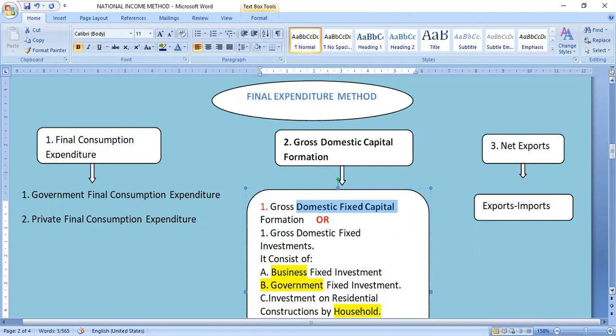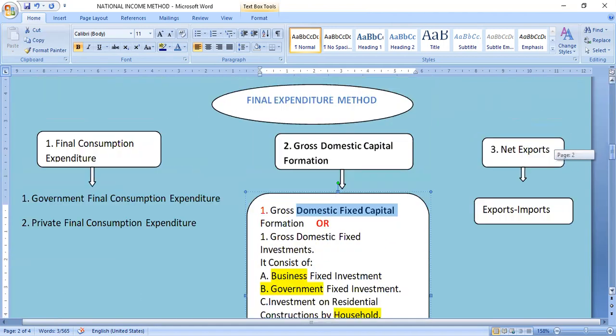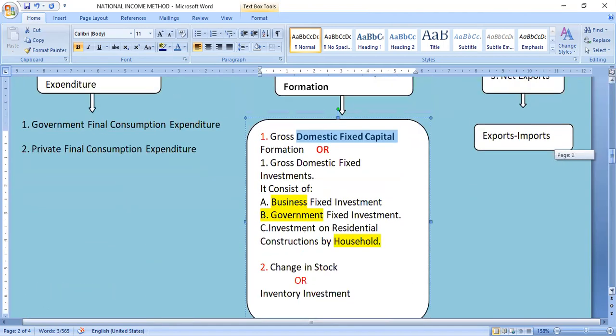We can invest in two ways. One may be fixed capital investment, and one is investment on the inventory, stock also, both are the same thing. Either we can say stock or inventory, both are the same thing. If we do the fixed capital formation, it is again divided into two categories.